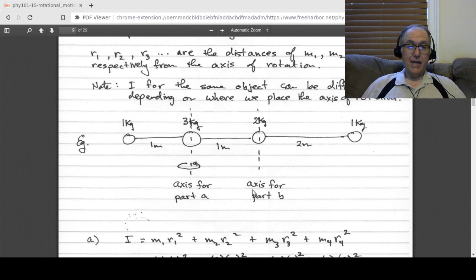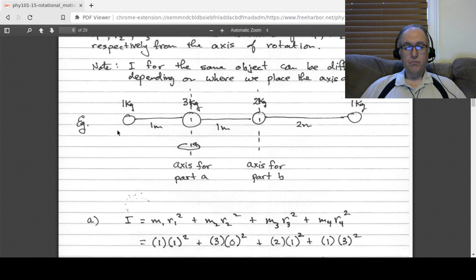And not only that, I put my axes perpendicular, but your axis could be on an angle. They could be in all sorts of funny ways. I won't throw problems like that at you because it makes them more complicated, but I just mentioned that your axis could be anywhere, really. In this particular problem, part A, the axis of rotation is perpendicular to the line of the masses. That dashed line is the axis, and it passes through the 3 kilogram mass. For part B, it passes through the 2 kilogram mass. Okay, let's do this problem.